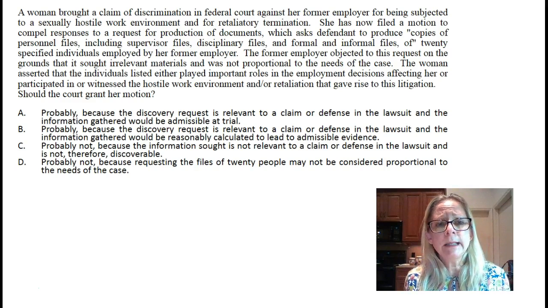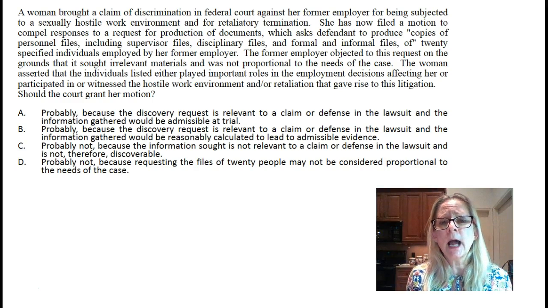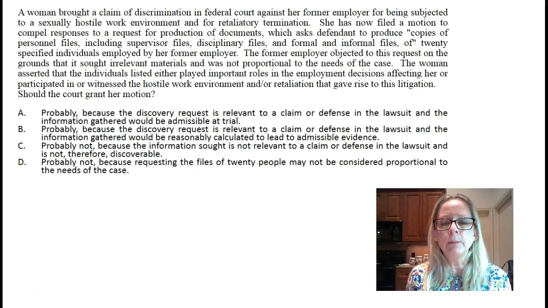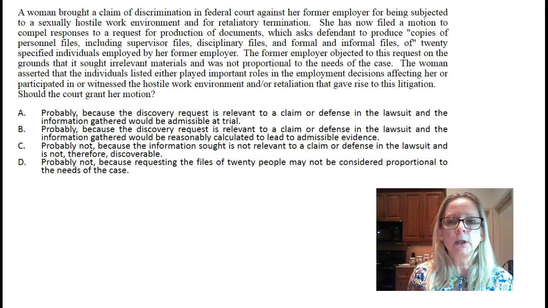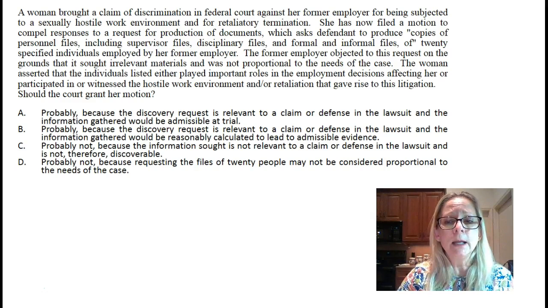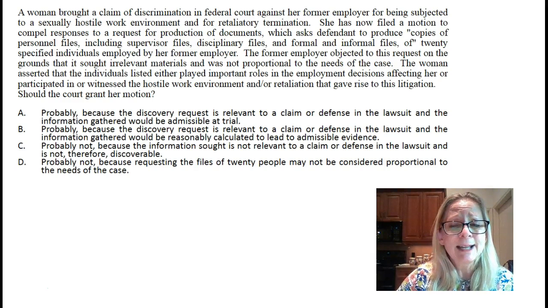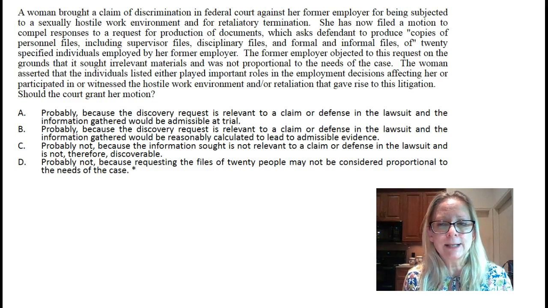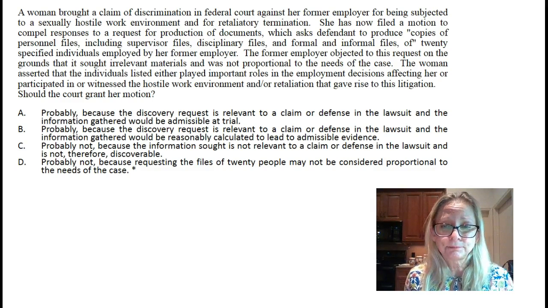C, probably not because the information sought is not relevant to a claim or defense in the lawsuit and is not therefore discoverable. D, probably not because requesting the files of 20 people may not be considered proportional to the needs of the case. Again, not claiming this is a great multiple choice question, but it's going to be pedagogically important. So I'm saying the correct answer here is D.